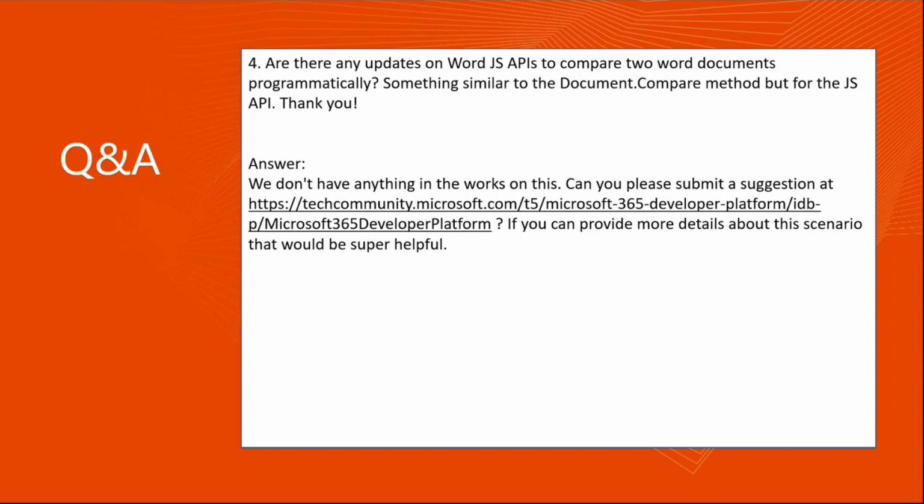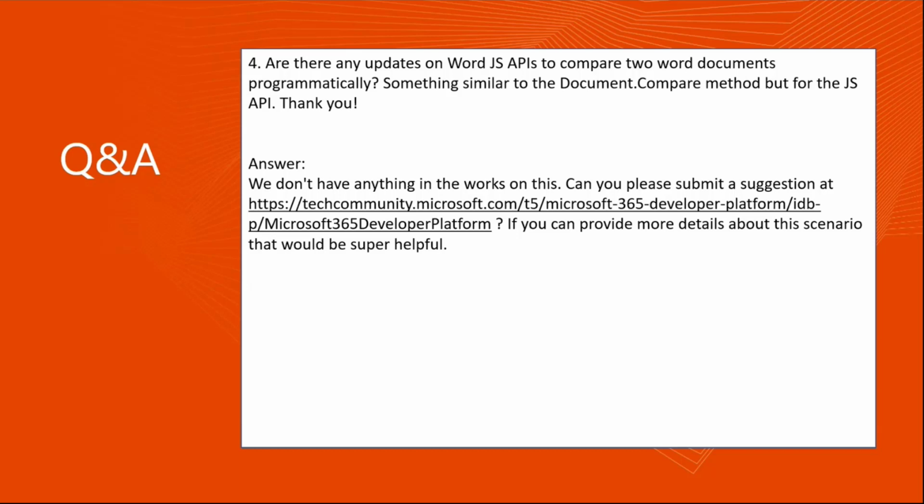Next question: are there any updates on Word.js APIs to compare two Word documents programmatically? Something similar to the document.compare method, but for the JS API. Thanks for that question. Right now, we don't have anything in the works on that, but it would be great to learn more about the scenario. So please submit a suggestion at this long URL, and we'll post this in the blog too, so you have the link for that.